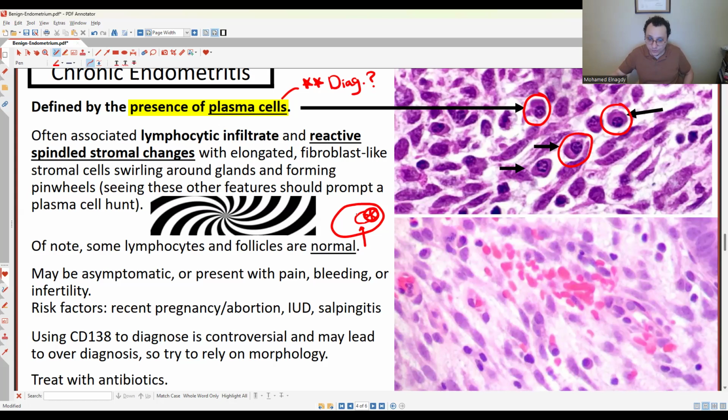Does anybody know what this is? I don't remember, but I'm just gonna guess it's Golgi or something. It's Golgi. It is Golgi because this cell is producing antibodies. Antibodies are proteins, and proteins need packing in the Golgi apparatus to be secreted, right? So it has abundant Golgi. That's why they have this perinuclear hof. So presence of plasma cells, that's the key word for chronic endometritis.